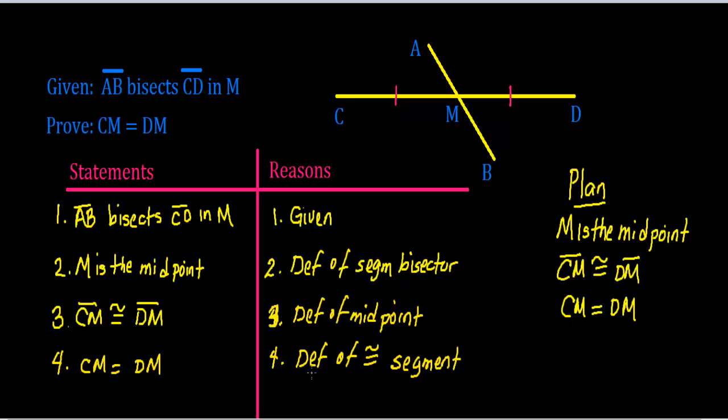And remember, definitions we can use forwards and backwards. If two segments have the same measure, then they are congruent. If two segments are congruent, then they have the same measure. And there you have it. You've reached your proof statement.